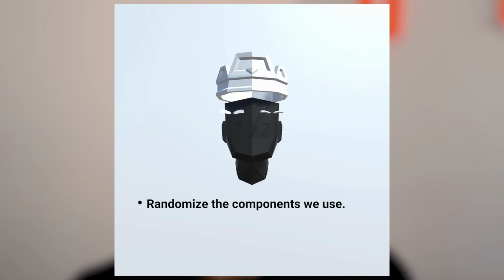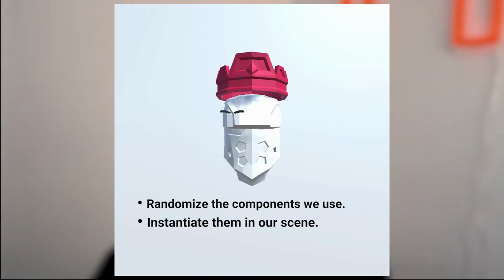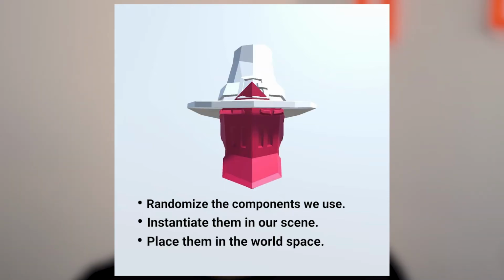So to do the actual generation, in general, we just need 3 different things. First is a way to randomize the different piece we're going to use for each character. Next is a way to instantiate it into our scene or virtual world. And then finally, we need to place them in the appropriate place so that it makes sense for our character. Now we'll dive into a Unity scene I created to do just this, and I'll show you how it works.